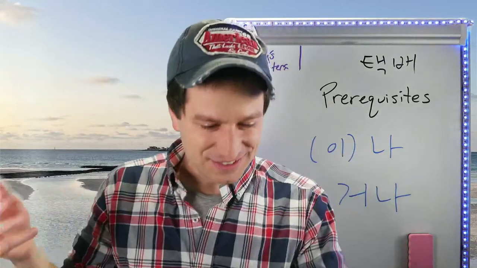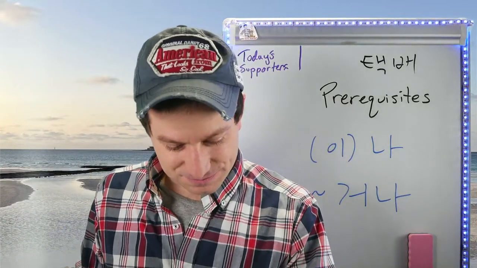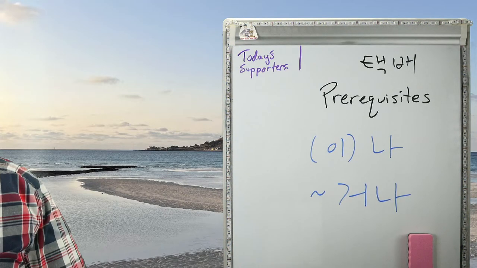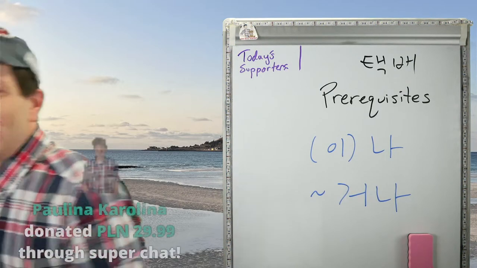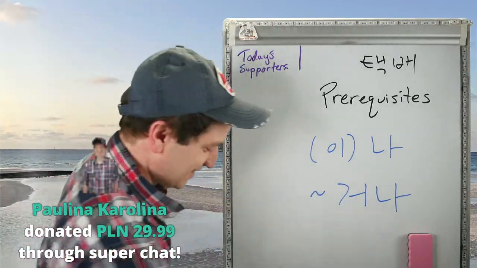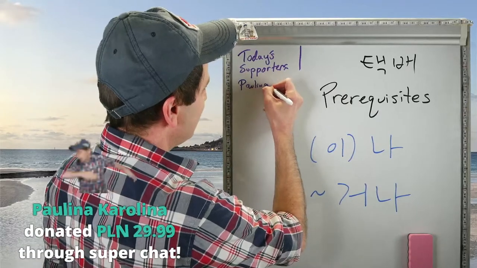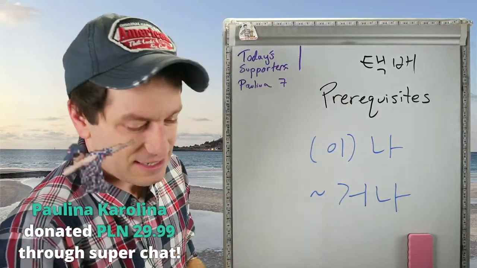Hey, Paulina! Paulina Carolina! Hold on, I gotta convert this to USD because I have no idea. It's about like $7. Awesome. Polish? Zloty. That's right. Polish. Paulina, thank you so much. Can I give you 7 dabs?